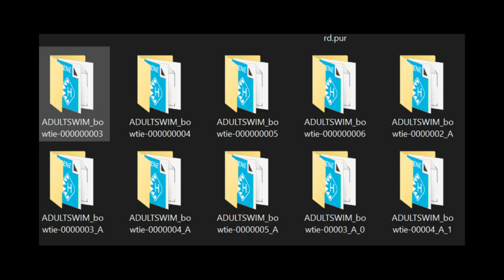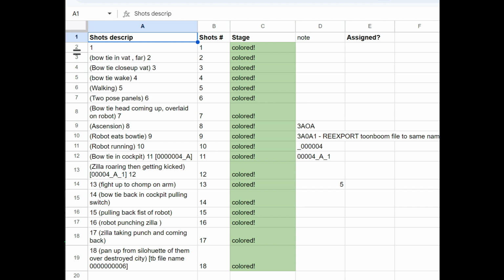In retrospect, I should have named the folders better because I got a lot of 0004, 000004, etc. But I ended up creating a little spreadsheet for my internal use. Had I been sending scenes to other animators to animate, this is also where I would house that information.